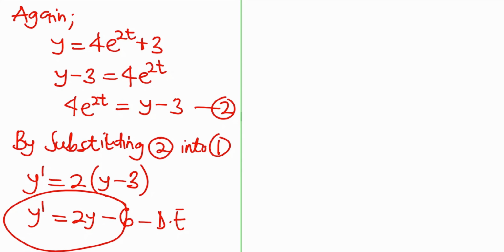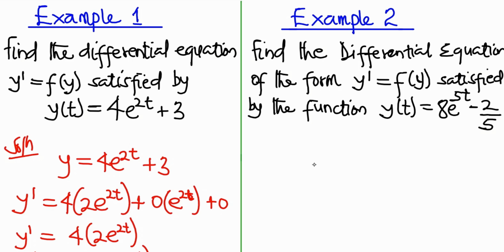Now we continue with example 2, and in example 2 it says find the differential equation of the form y prime is equal to f of y satisfied by the function y of t is equal to 8e^(5t) minus 2 on 5.